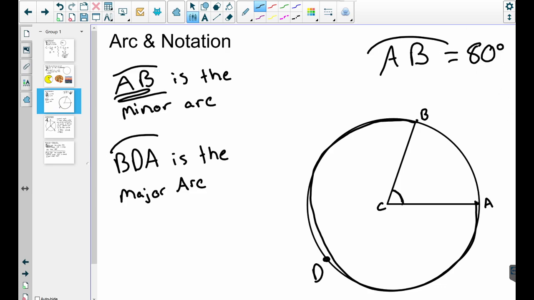It all revolves around that central angle, right? So if we said earlier, if this was 80 degrees, then this arc measure is 80 degrees. Well, then what's the case for the major arc? If we know the minor arc, can we get the major arc? The answer to that is yes.